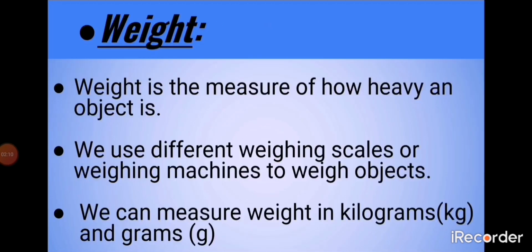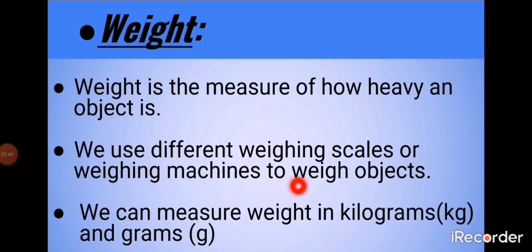Now we will revise the topic first. Recall the basic points. Weight is the measure of how heavy an object is. We use different weighing scales or weighing machines to weigh objects. I showed you some scales in your previous lesson, which we used for measuring different weights of different objects. And weight is used to measure how heavy and how light an object is.